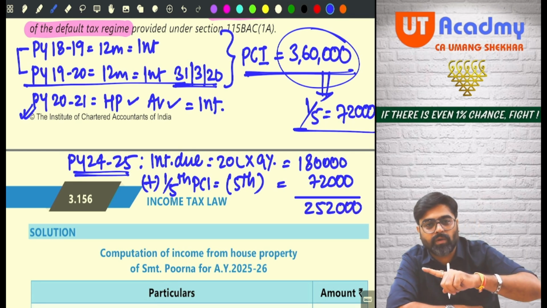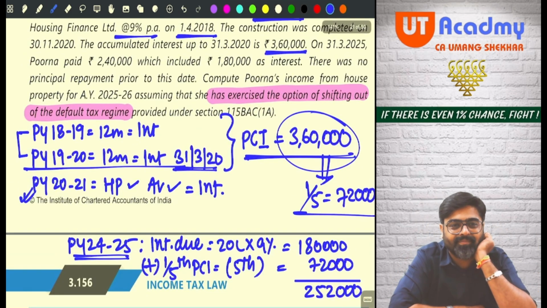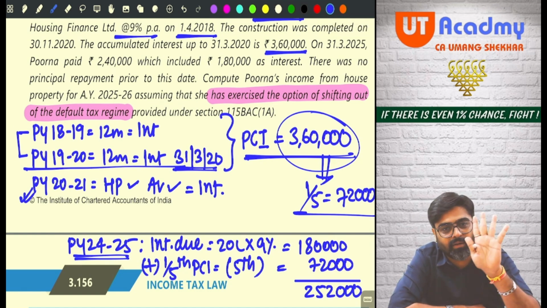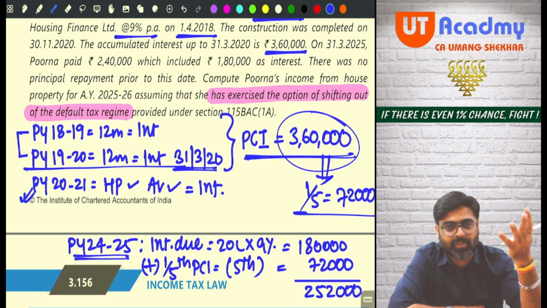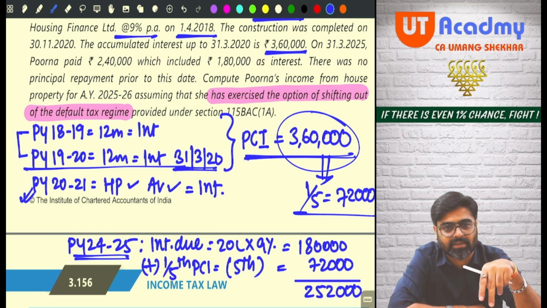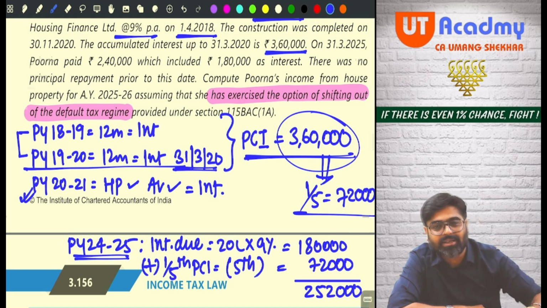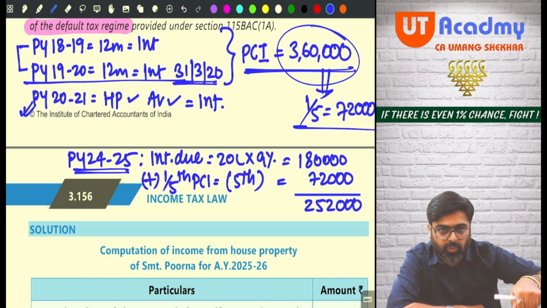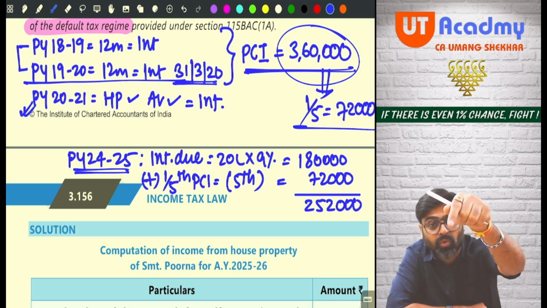Now tell me, was the loan taken on or after 1st April 99? Yes, loan was taken on 1st April 18, for the purpose of construction, and construction got completed within 5 years from the end of the year in which the loan was taken. Yes or no? So loan is a special loan. On that loan, whatever interest is there will be allowed subject to a maximum of 2 lakhs. So what interest is there? 2,52,000, and this year, 2,52,000 interest is for the loan which you have taken.